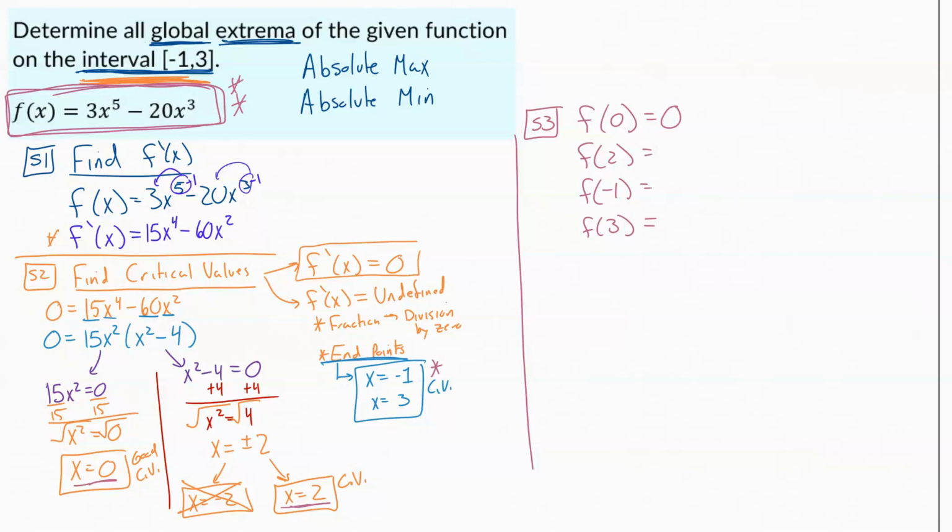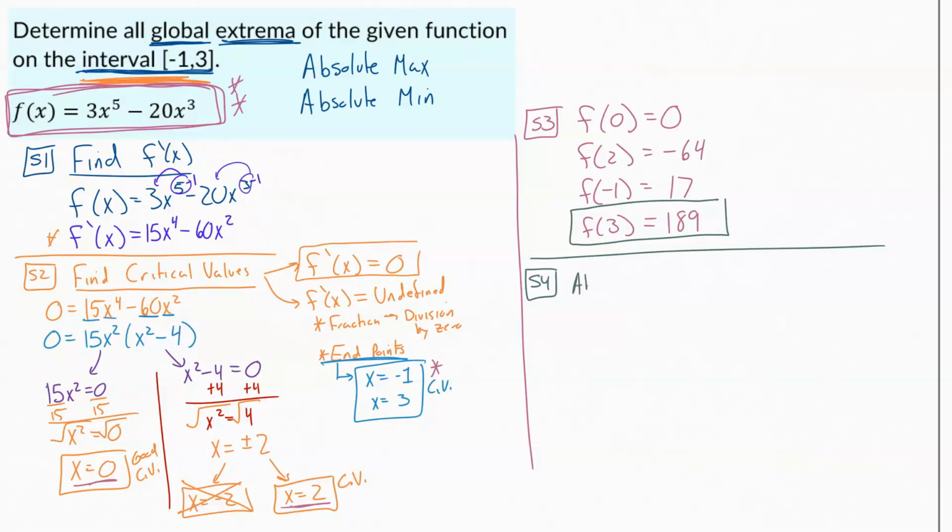Plugging 2 into this equation over here, again, do this in your calculator, do it by hand, however you want to do it, you would get -64. Plugging in -1 to that equation, you would get out 17. And then plugging 3 into that equation, you would get out 189. Now that you have those, now it's really time to go ahead and just draw your final conclusions, give your answers. So based upon that list, the winner of the absolute max award would be this 189.